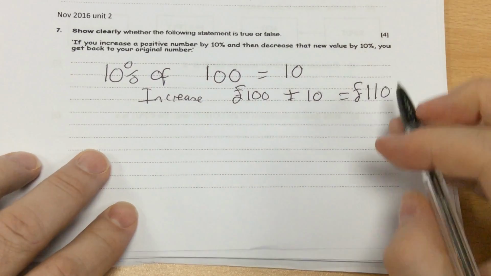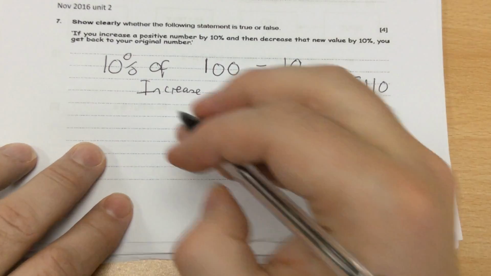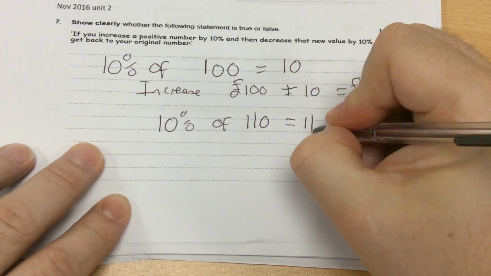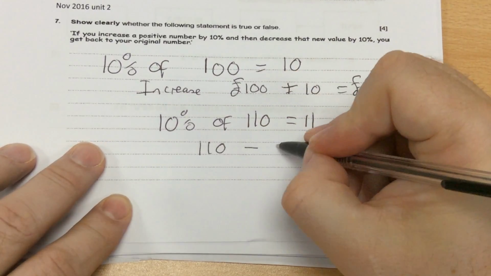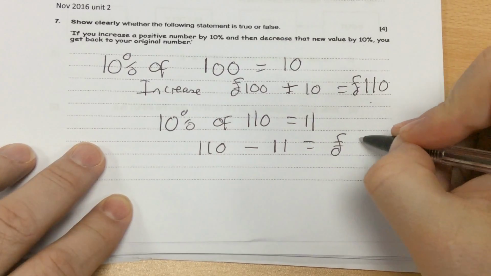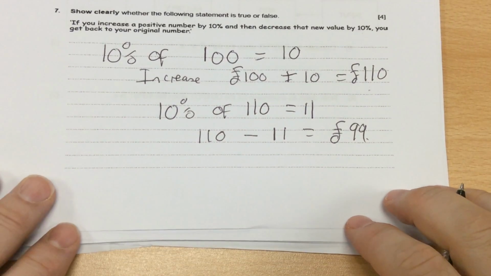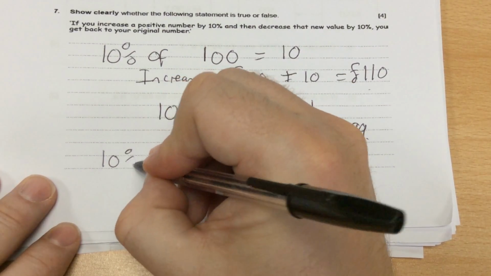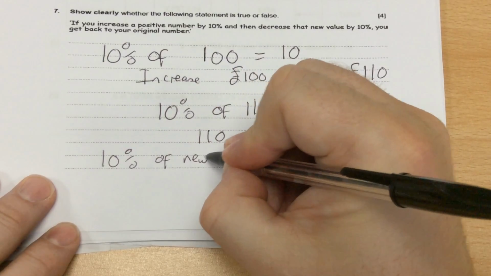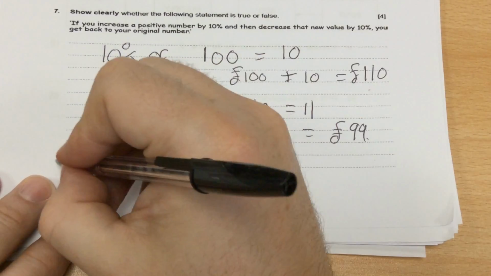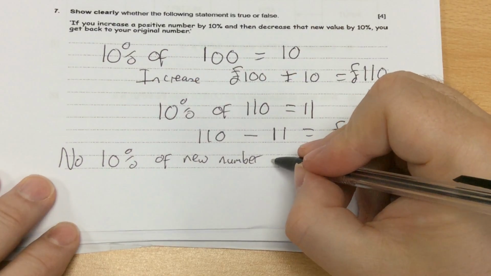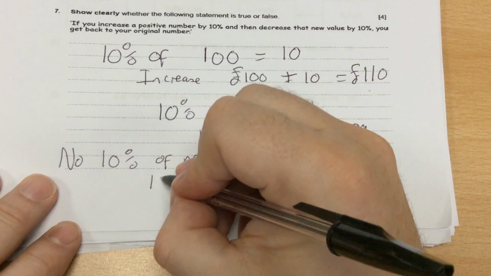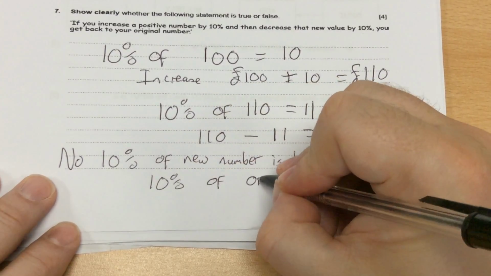Now it's telling me to decrease that value by 10%. 10% of 110 would be 11. So if I then did 110 take away 11, that comes up as £99. So it's not the same. The answer is no. 10% of my new number is bigger than 10% of my original number, and I've shown why above.